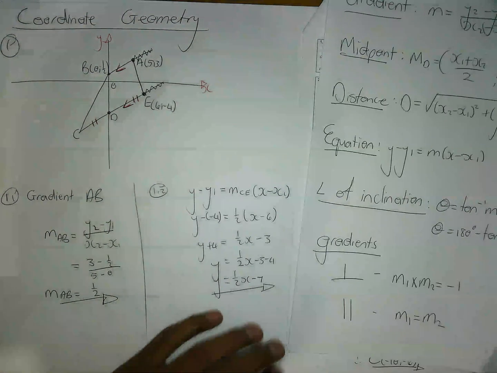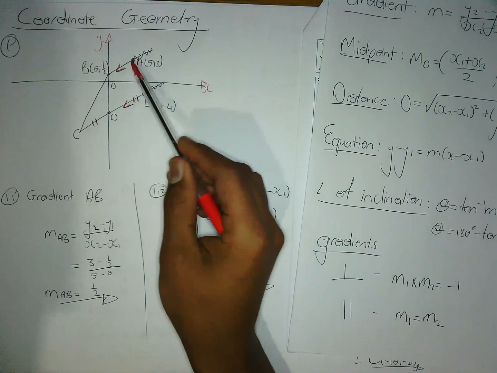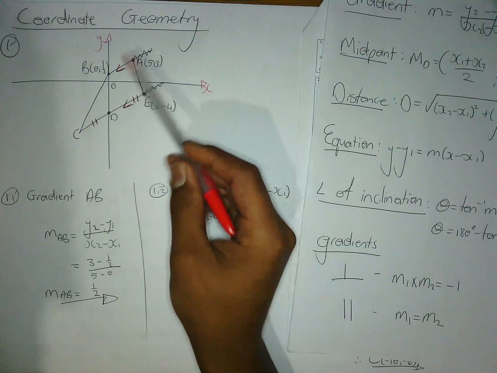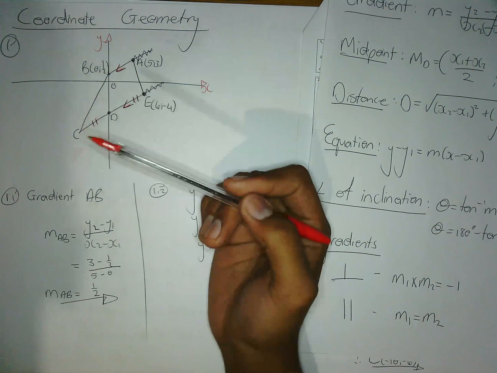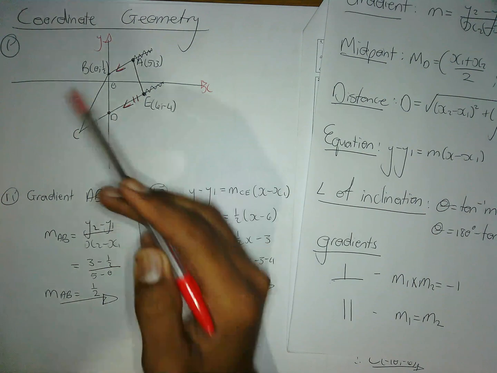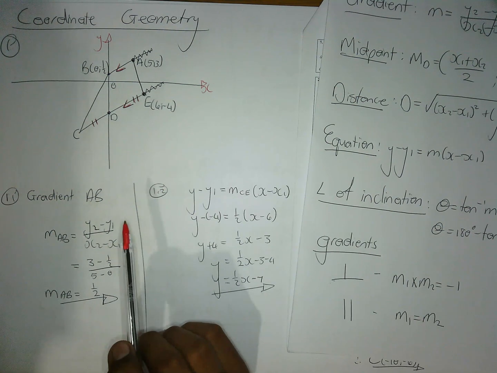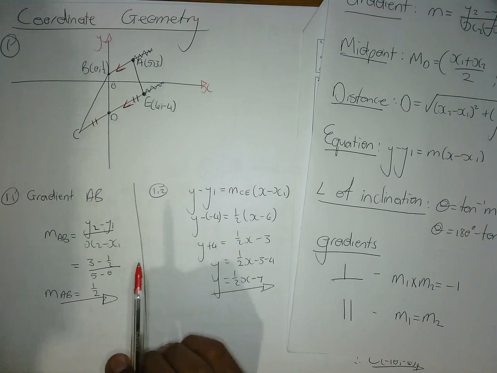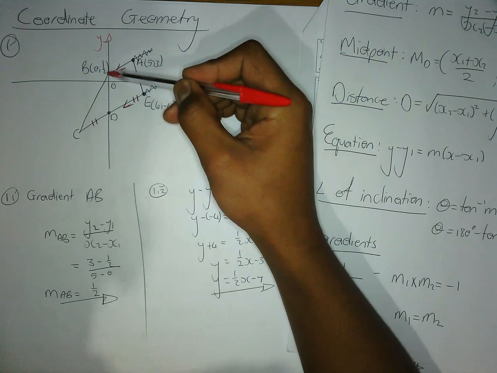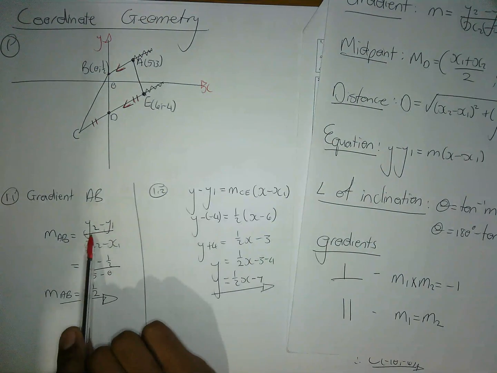Let us see. They ask for the gradient of line AB. So when they speak of gradient and we know that AB is parallel to EC, we must know that the gradient of AB is equal to the gradient of line EC because they are parallel to each other, right? So the gradient of AB, I'm very lucky because I have the coordinates of A and B. So all I must do is substitute into my formula after I put it down.